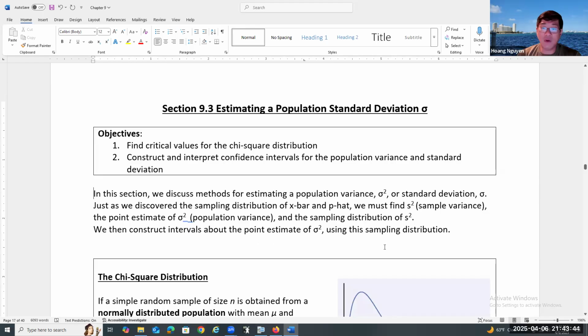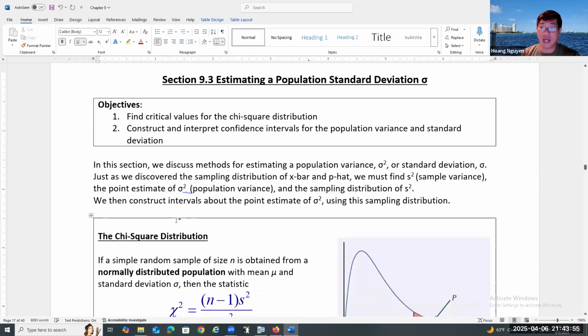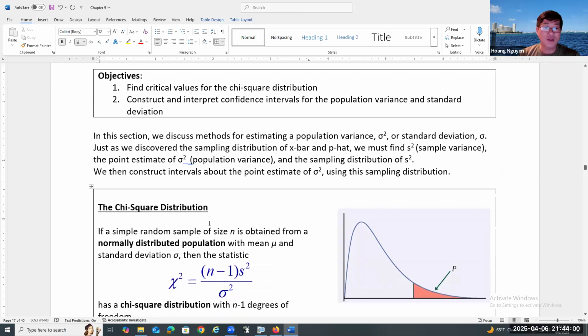So what's going to be the sampling distribution for the sample variance s squared? The sampling distribution for the sample variance s squared is going to follow the chi-square distribution. So what is the chi-square distribution then?